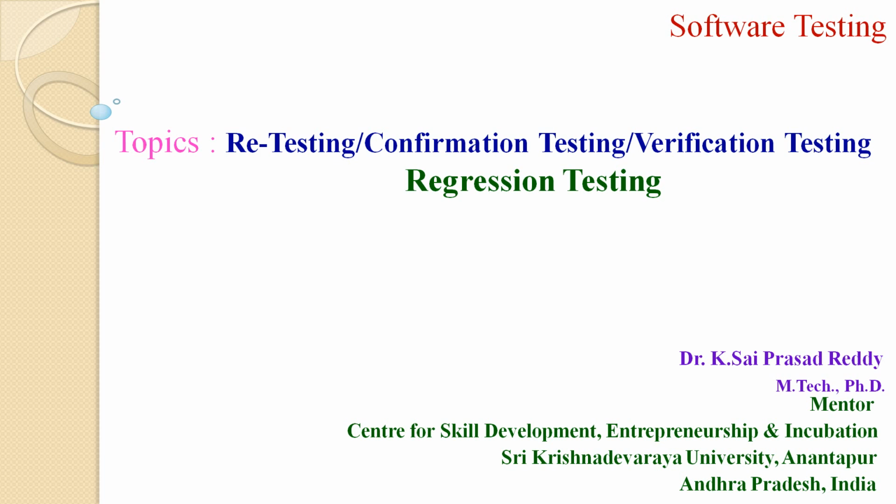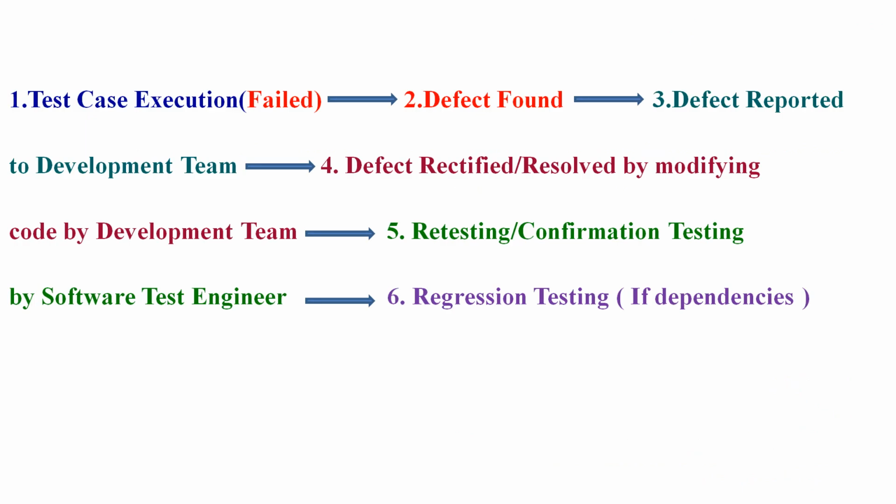And today we are going to discuss retesting and regression testing. Retesting is also called confirmation testing, which is also called verification testing. So we are going to cover these two topics, retesting and regression testing. Before going to retesting, let us have a look at these steps.